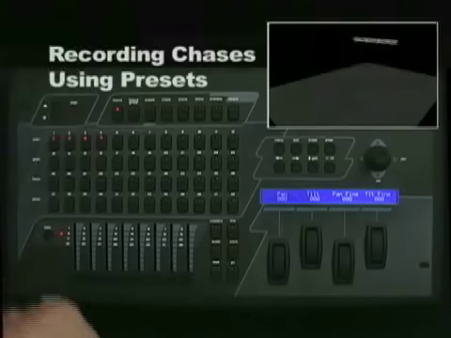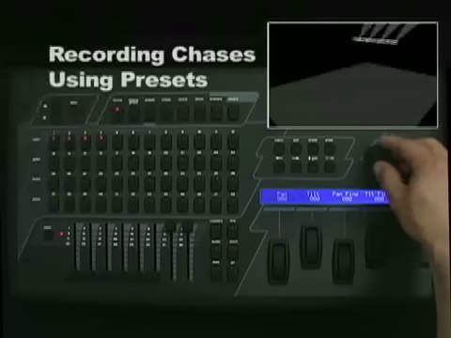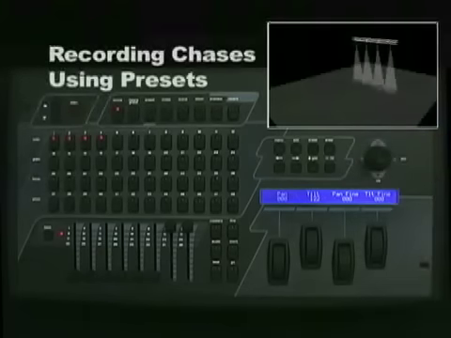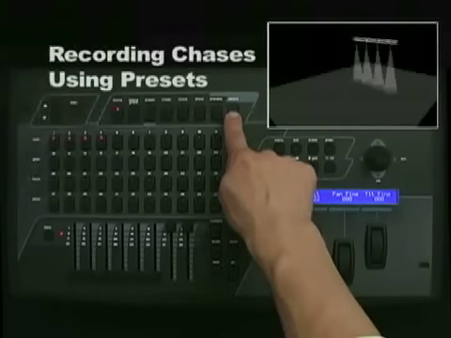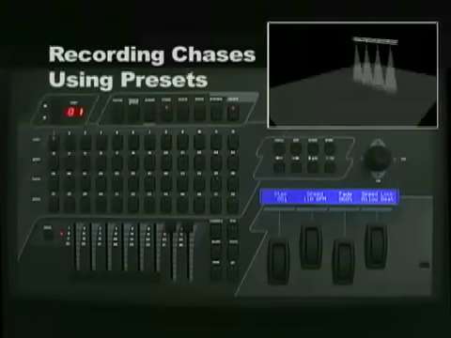I'll bank down. I'll then open the dimmer and shutter. I'll adjust my beam position by using the joystick. I can now visibly see what I'm doing. To record the chase, press record, then chase, so that both LEDs are flashing.